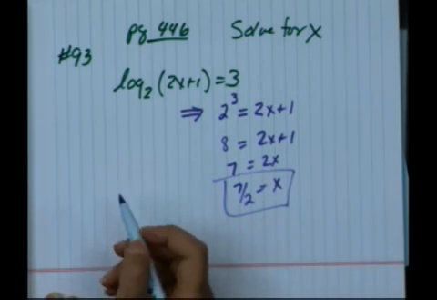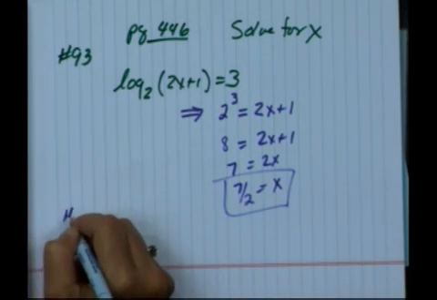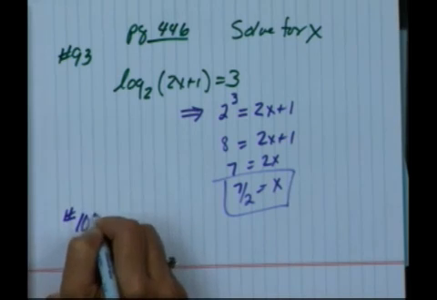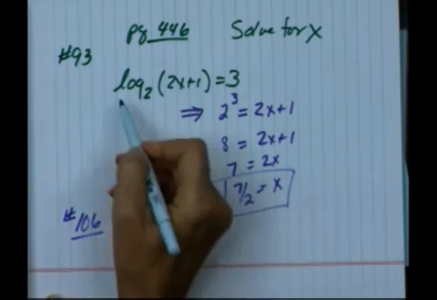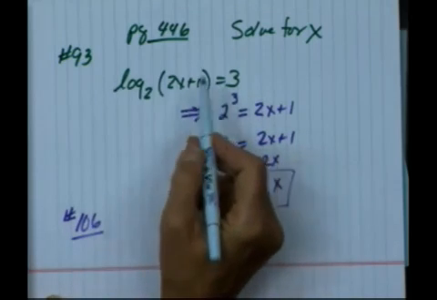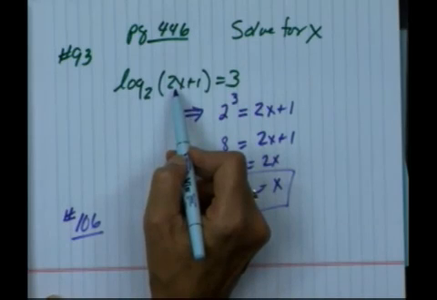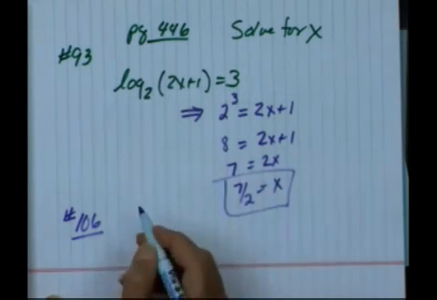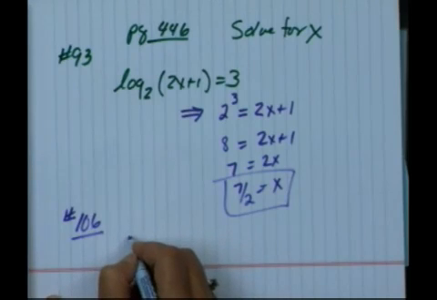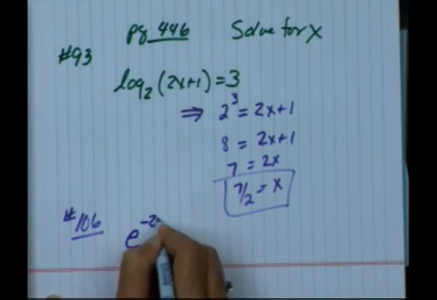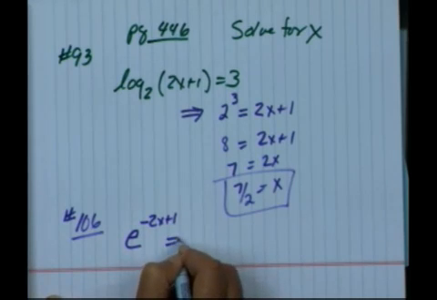All right, next example. I'll just pick number 106. All right, that was a logarithmic equation. The variable was part of the log. It was the argument. You got to find some way to get rid of the log. Okay, number 106 is e to the minus 2x plus 1 equals 13.